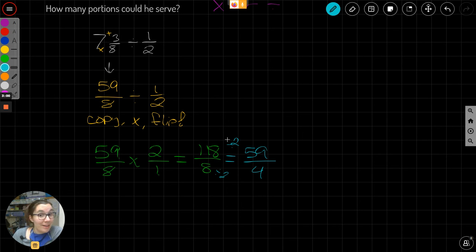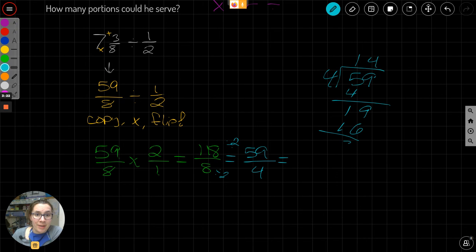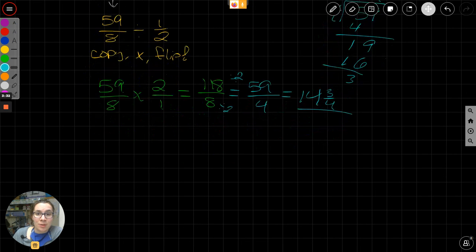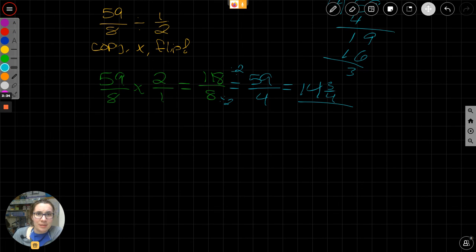I can't think of any common factors that 4 and 59 have, so let's find out how many times 4 goes into 59. Well, let's see here. 59 divided by 4. 4 goes into 5 one time. 1 times 4 is 4. Subtract, that's 1. Bring down the 9. 4 goes into 19 4 times. 4 times 4 is 16. Bring down, and I have a 3. So that'll be 14 and 3/4 there.